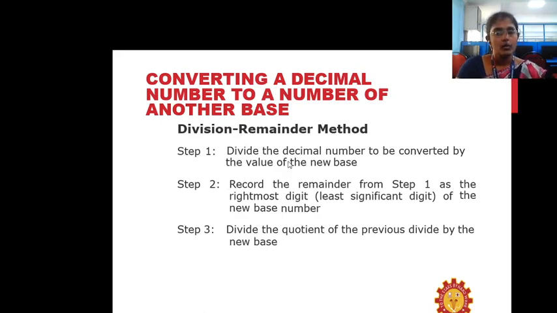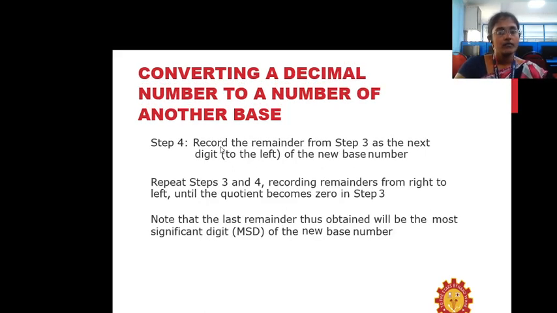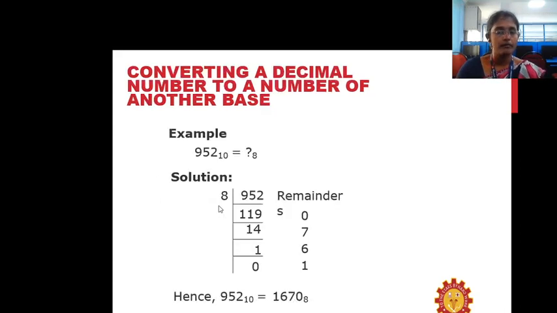The first step is to divide the decimal number. The given decimal number should be divided, and then we have to record the remainder values. Then divide the quotient value again in order to proceed further. Record the remainder for each step, and we have to repeat the division for each and every quotient until we get a single value remainder. See here, this is the example 952 with the base of 10. This is the decimal input, and the given base is 8. So now we have to convert this value into the octal number.